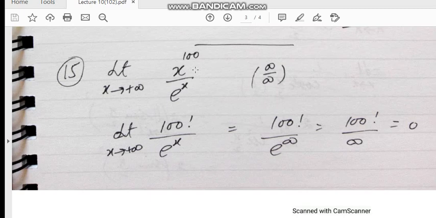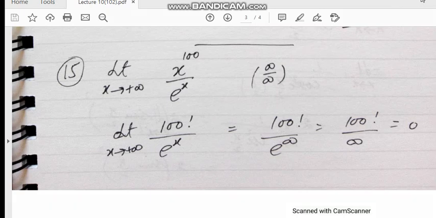x raised to power 100, if we take its first derivative, that one will be 100x raised to power 99. That one is again infinity over infinity form. So we have to take its 100 derivatives. It means this is equal to 100 factorial, and derivative of x will be 1 over derivative of e raised power will be e raised power x, then putting limit will be equal to 0.